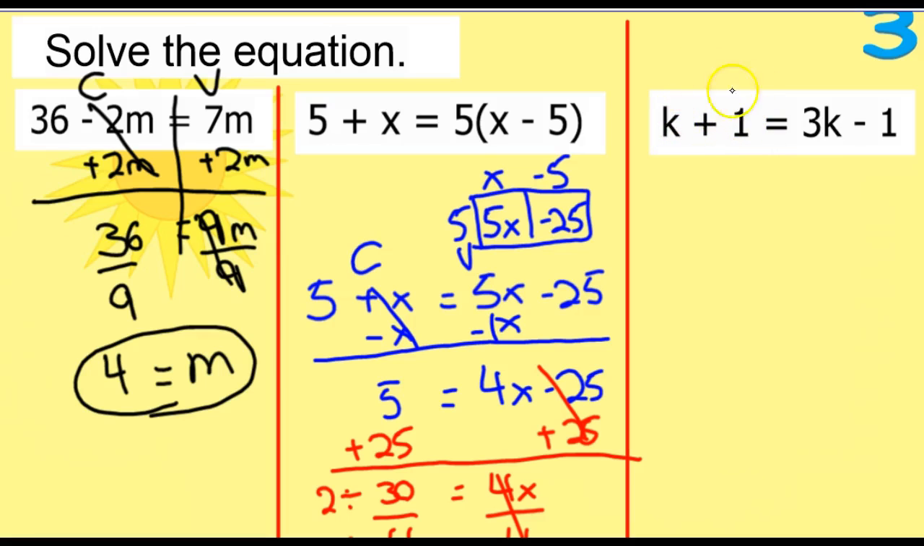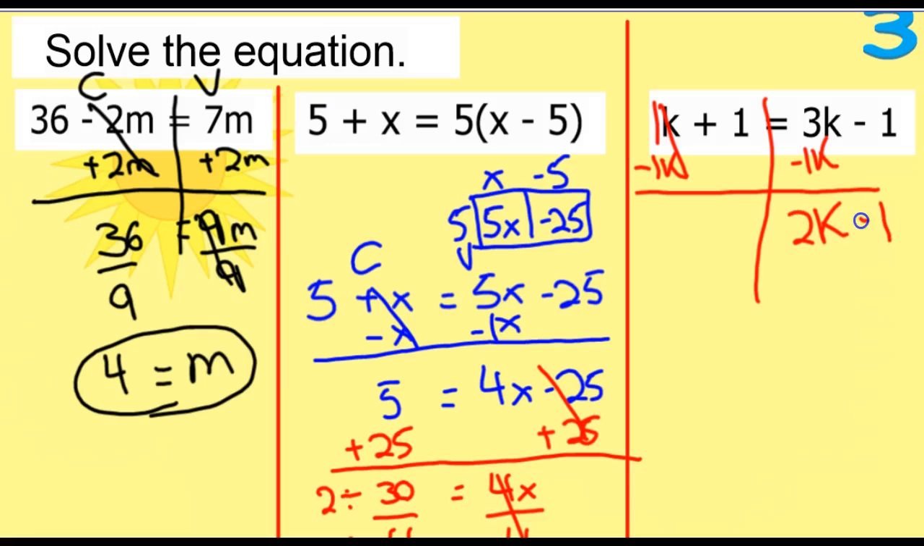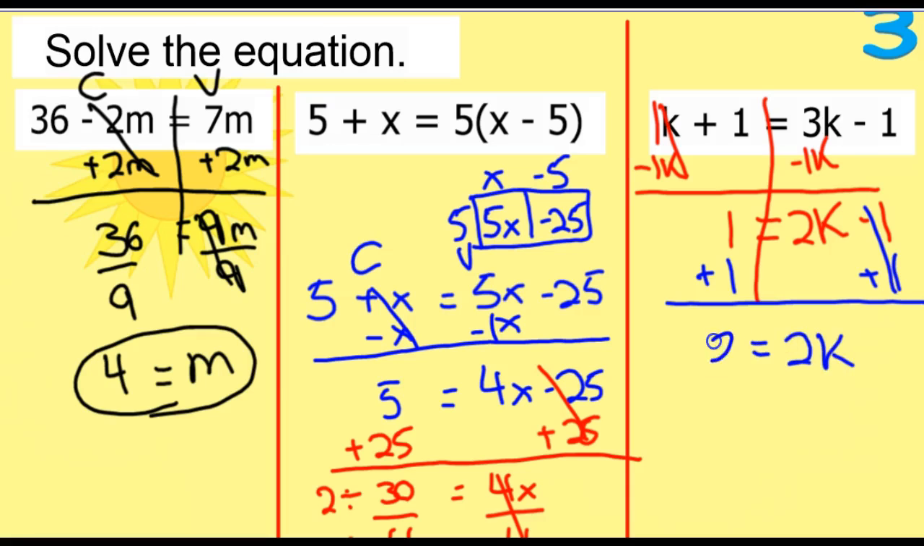Here I'm going to move my k over to where I have more of them. So I'm going to subtract 1k from both sides. 3k minus 1k gives us 2k minus 1 equals 1. Add 1 to both sides. So we get 2k equals 2. Divide by 2, divide by 2, k equals 1.